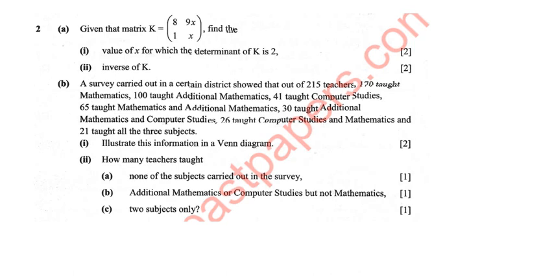So now, question two. Question two is saying, given that matrix K is equal to 8, 9x, 1 and x, find the value of x for which the determinant of K is 2, and then find the inverse of K. So how do you go about this question?